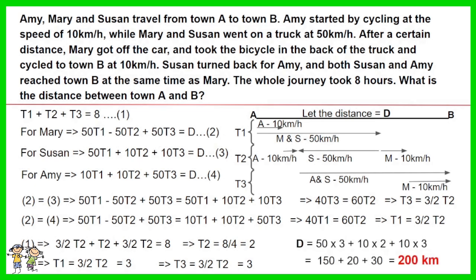Replace the value of T1, T2, and T3 into equation 3, and then solve the equation. The answer is D equals 200 kilometers.